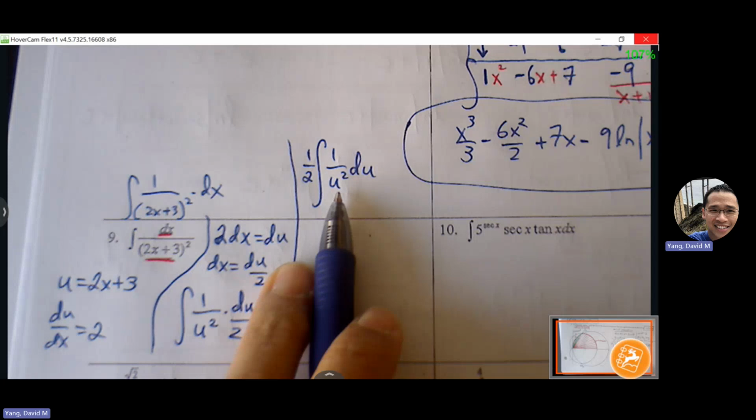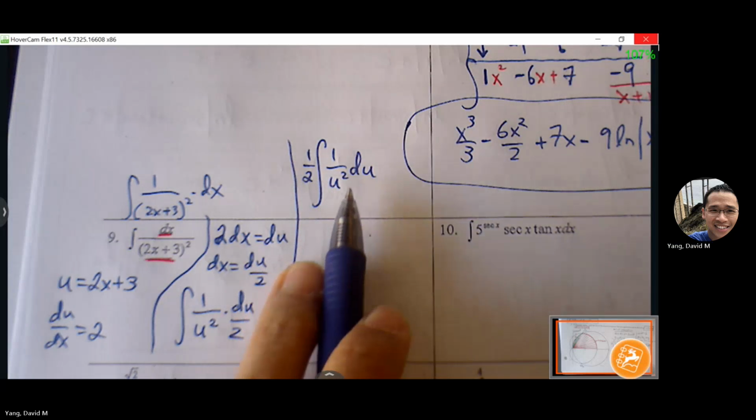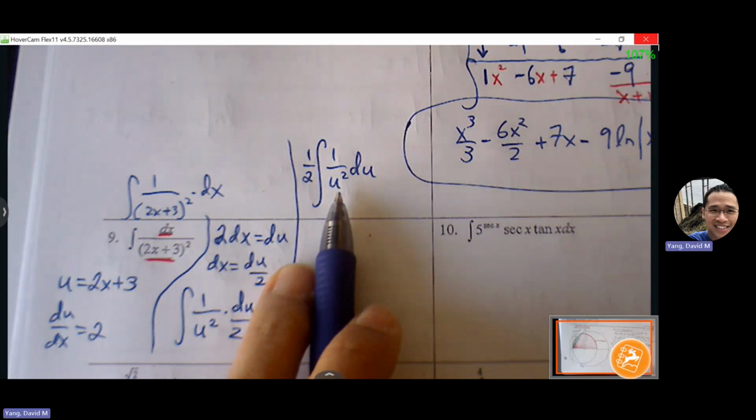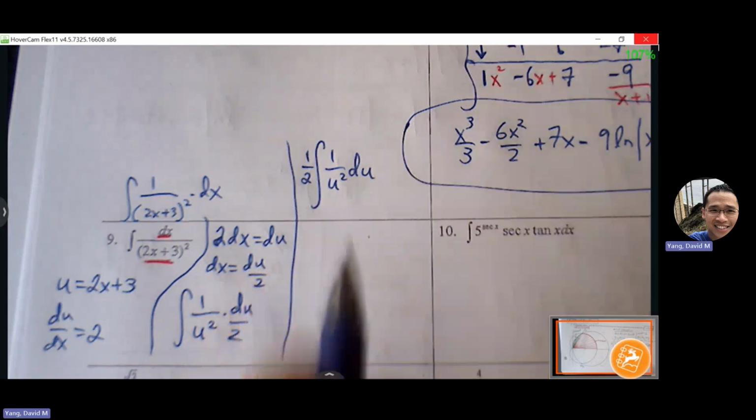Well, it's not natural log. It's not natural log because why? It's squared. It's a power, so it's the power rule, right? But what do we need to do before we go through the power rule? It needs to be u to the what? Numerator. So u to the -2, right?